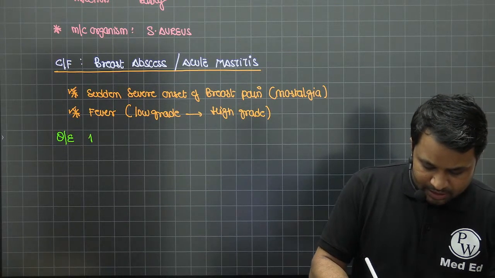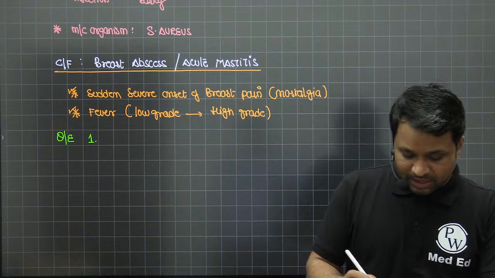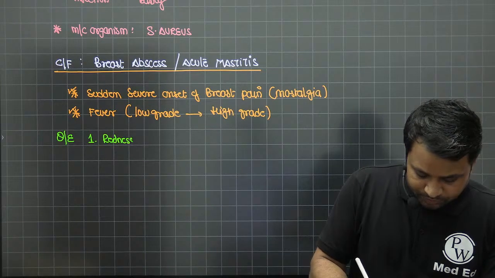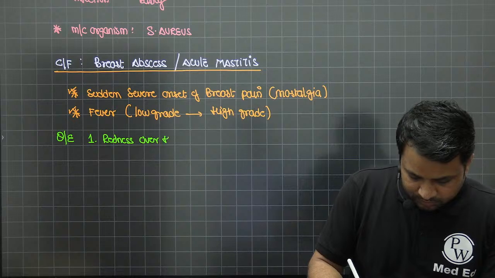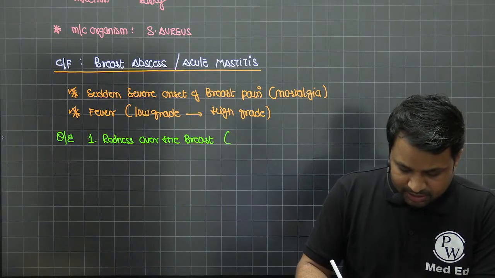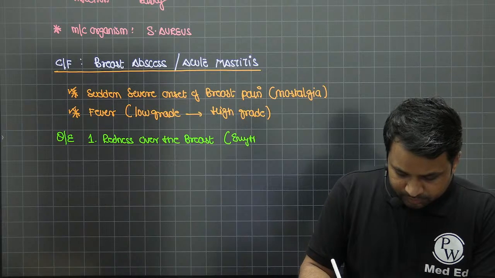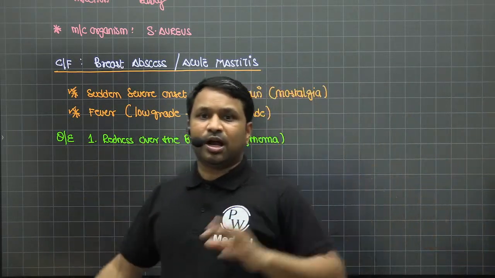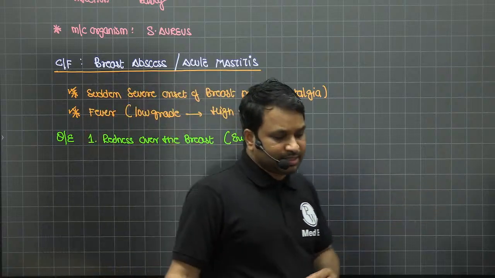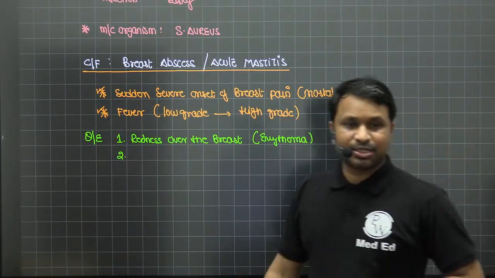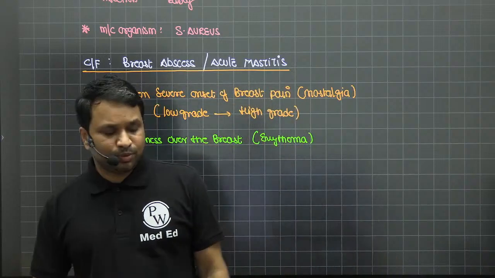On examination, number one, obviously an inflamed breast will have redness. So there is redness over the breast. Now this redness over the breast is nothing but erythema. So it's an inflammation. This is giving you a cardinal feature. So yes, erythema is present. This presence of redness over the breast, right? So you have the patient with the redness over the breast.